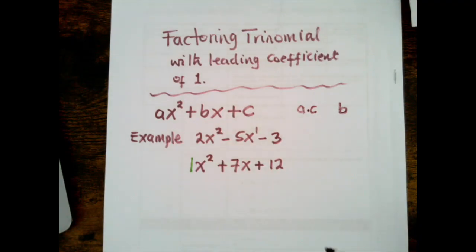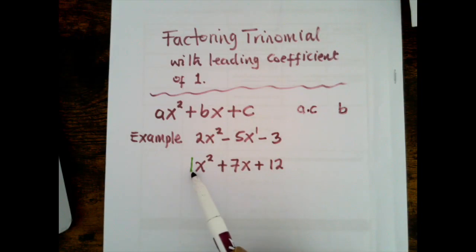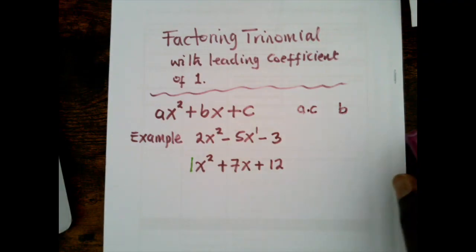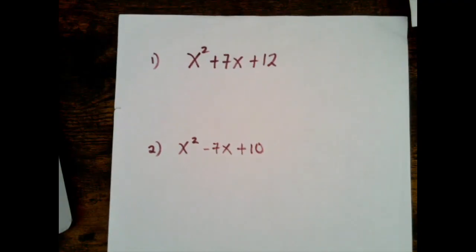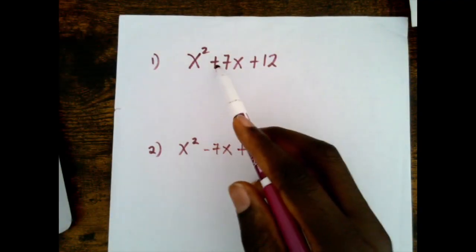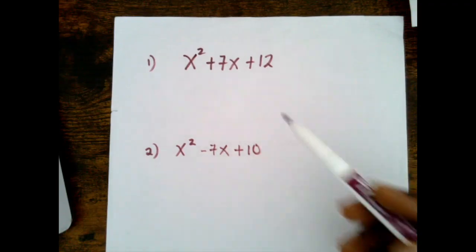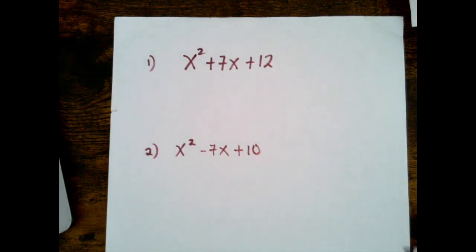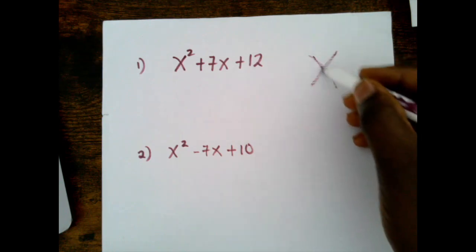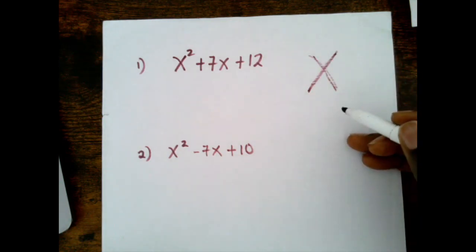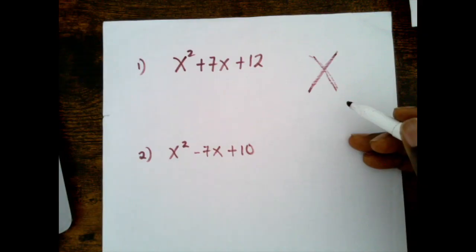Let's look at the process of factoring. If our leading coefficient is a 1, meaning the number multiplying the x squared is 1, how do we factor? Let's take 2 examples. In example 1, you are given x squared plus 7x plus 12, and we want to factor this. The first thing you want to do is find 2 numbers that will multiply to the product of a times c.